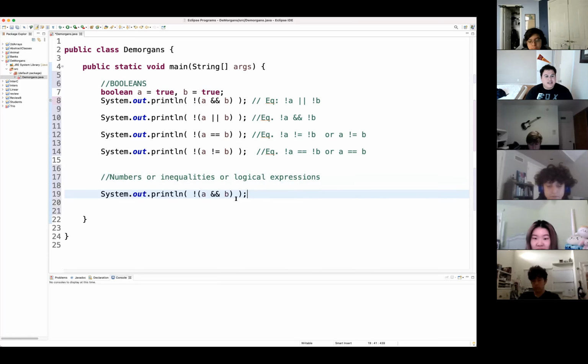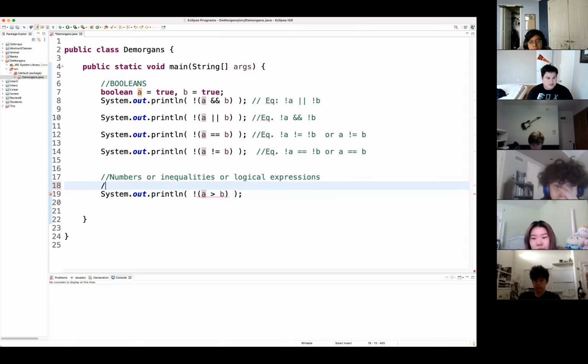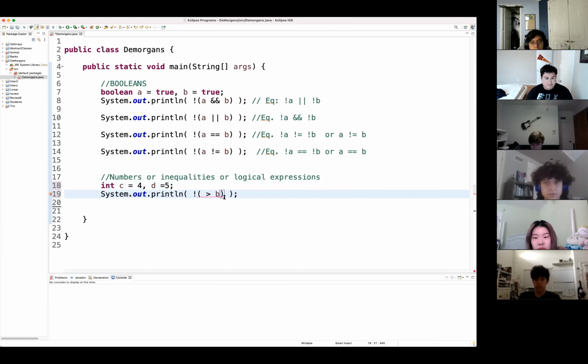All right, let's say not A is greater than B. Okay, now the way that we can say that, actually, you know what we'll do? Boolean A, that's fine. We're going to go with C and D. So we're going to work with C and D. Simple line. So not C, or D. Who can guess what this would break down to?